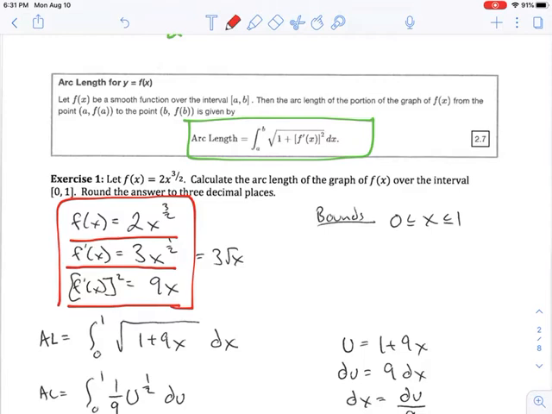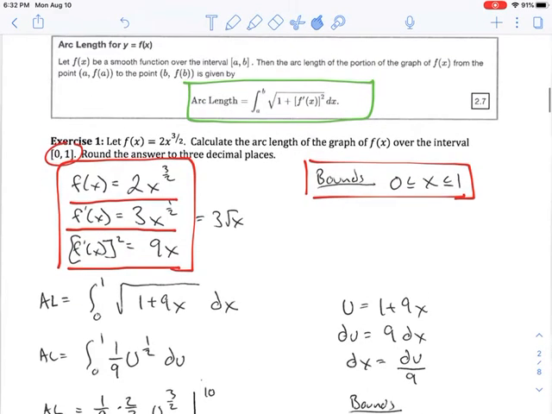I also find my bounds. Make sure you know what your bounds are. That was pretty easy. We were given the bounds in this particular case. And so now we can put all of this together in our integral, right? Into this formula right here. So bring that formula down here.